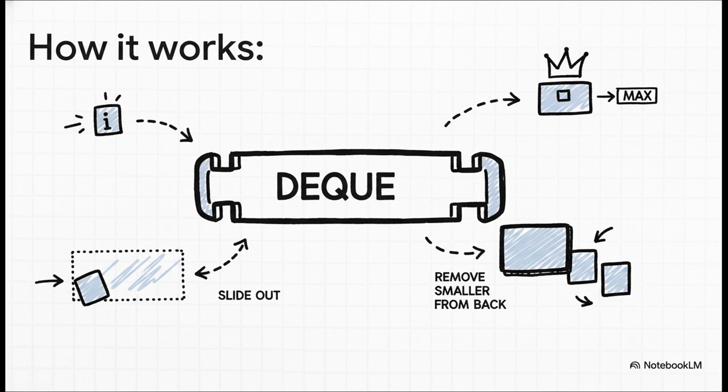Third, and this is the magic, before we add a new number's index, we look at the back of the Deque and kick out anything that's smaller than our new number. And finally, we'll do a little cleanup. If a number's index has slid out of the window, we kick it out from the front. Let's see this in action.